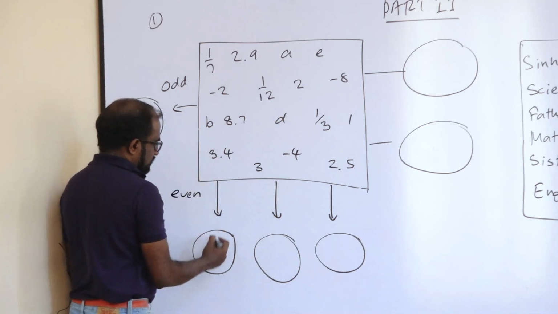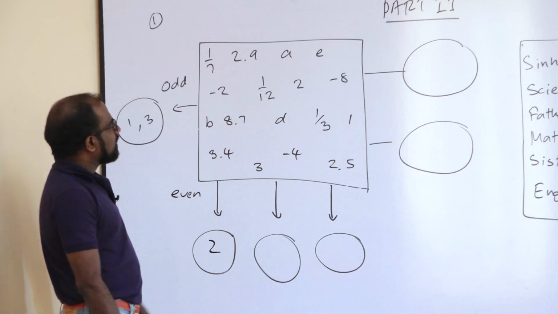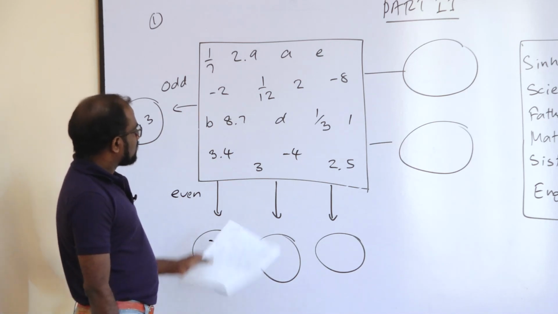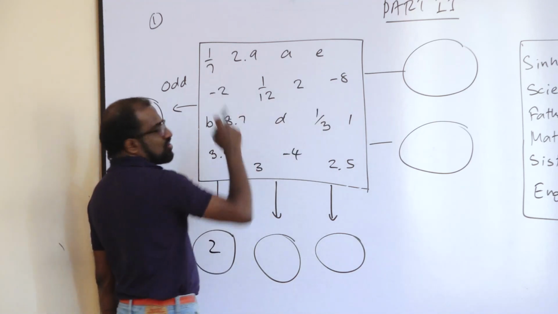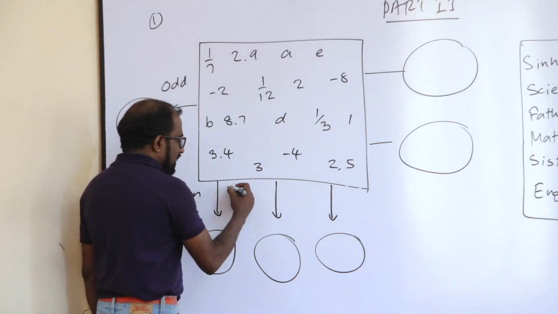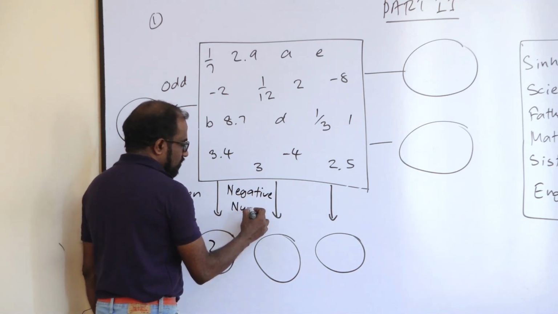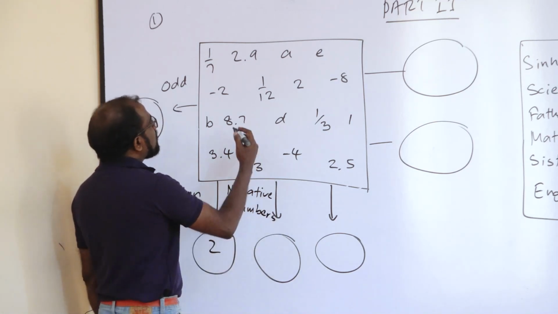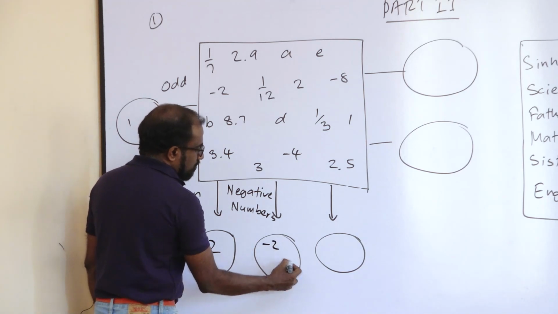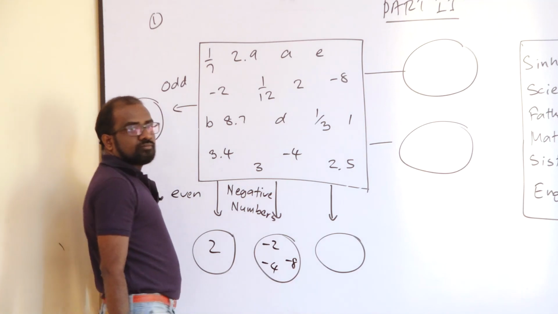2 is there. No problem. Then what else is there? -4, -8, -2. What are these? Negative numbers. Or you can say minus numbers, negative numbers is fine. So what are the negative numbers here? -2, -8. Then here we have -4 as well.